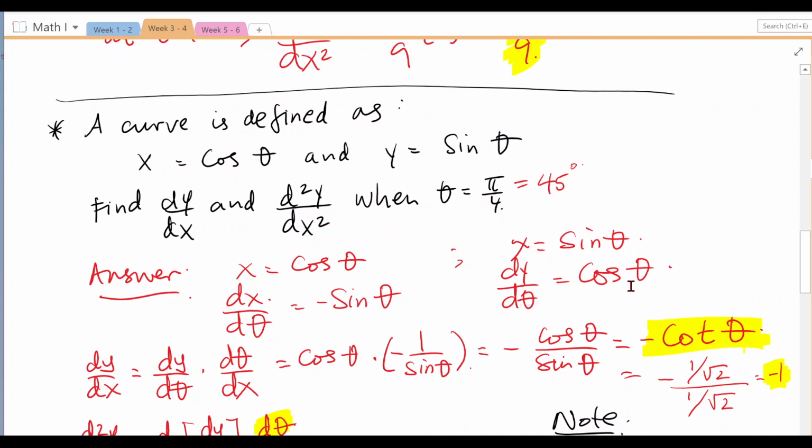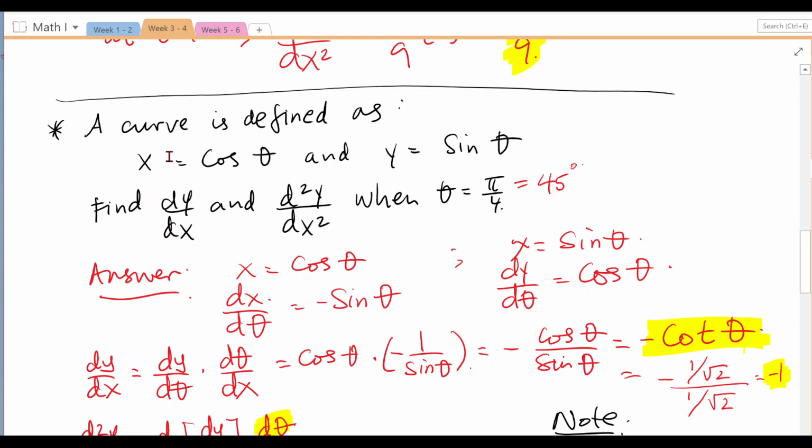Okay, let's do another exercise on parametric equations, finding the derivative, differentiation of a parametric function. So x is in terms of theta, x equals cos theta, and y equals sine theta. The question is to find dy/dx and the second derivative of y with respect to x when theta equals pi over 4, or 45 degrees.